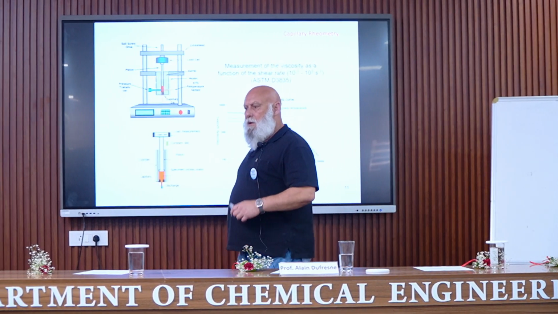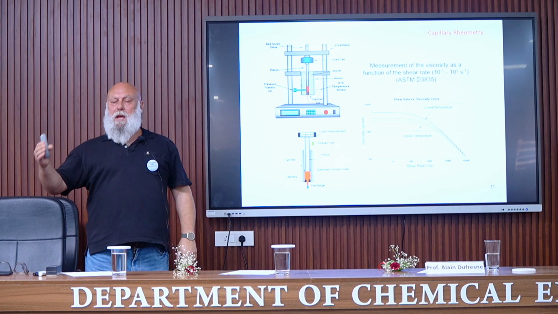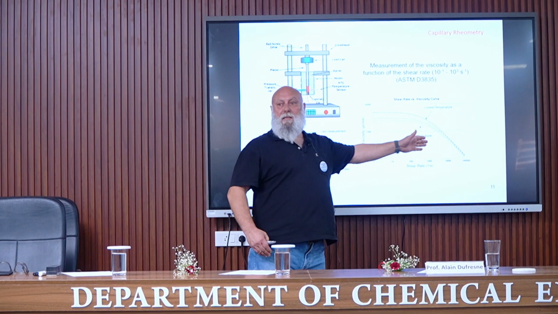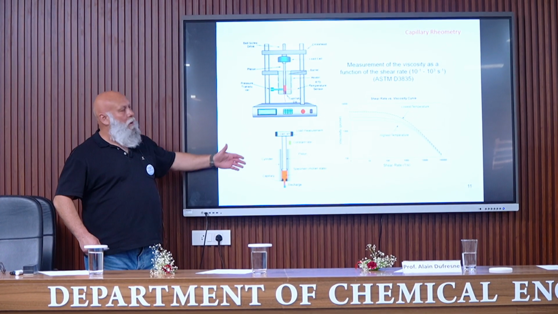So, maybe I will not describe this too much. This is capillary rheometry, which is very similar to the measurement of the melt flow index, except that in this case, the speed of the piston can be changed. So it means that we can change the value of the shear rate which is applied to the material, meaning that we can have a complete description of the rheological behavior. So it's more classical, of course it's a longer measurement, but we have more information.